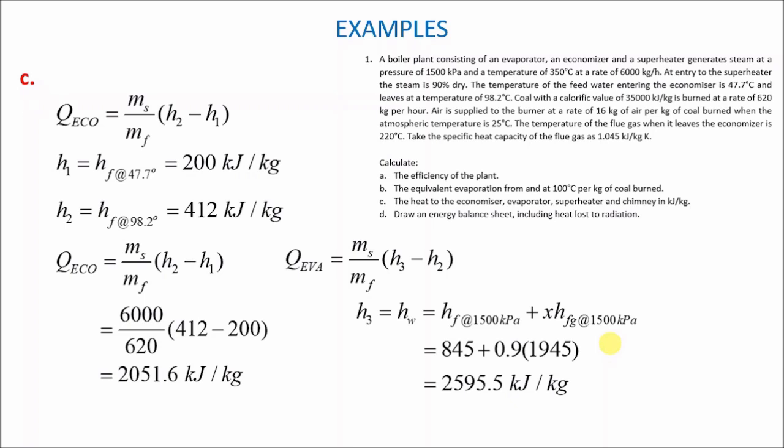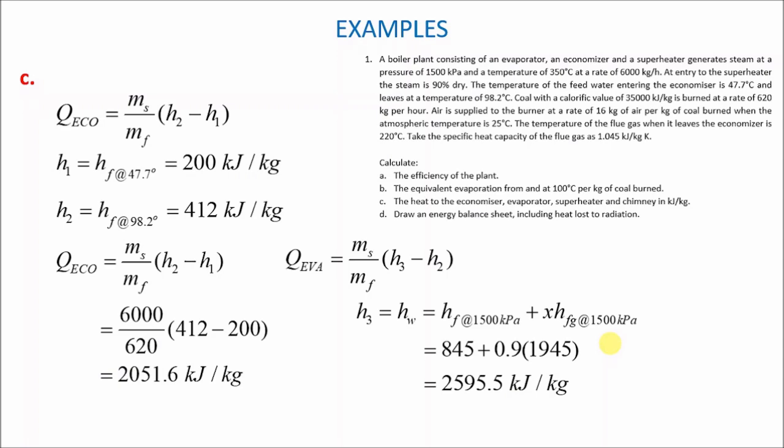And in this question, you've been given the dryness fraction at the entry of the superheater, which is also the exit of the evaporator. You've been given the dryness fraction there, so you just plug in the numbers using that equation, and that gives you the value for H3.